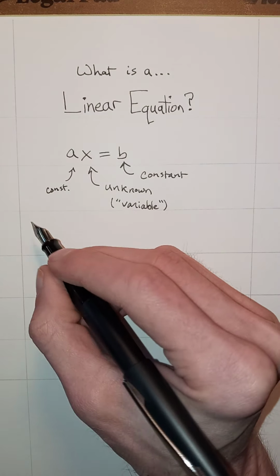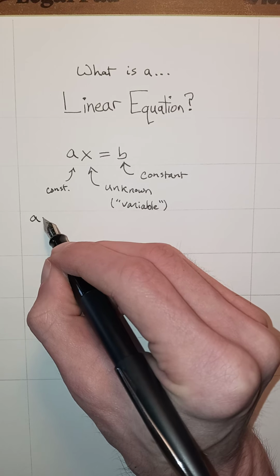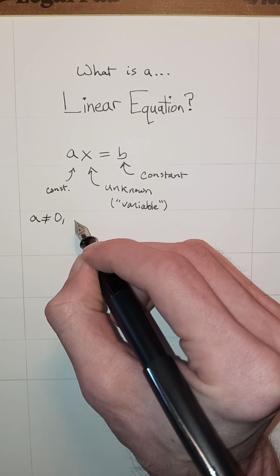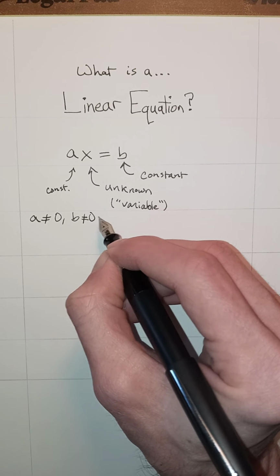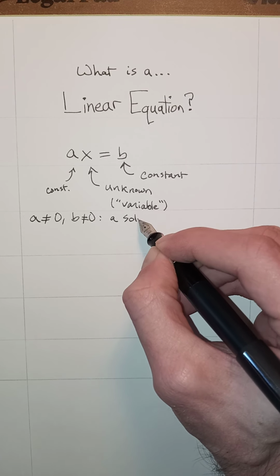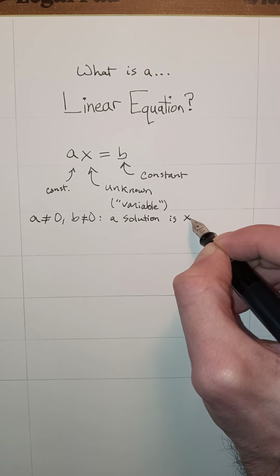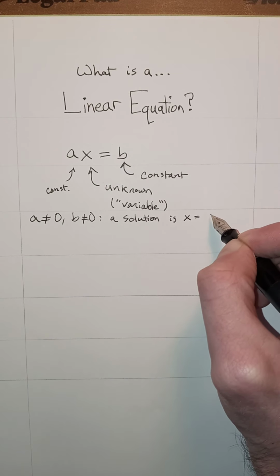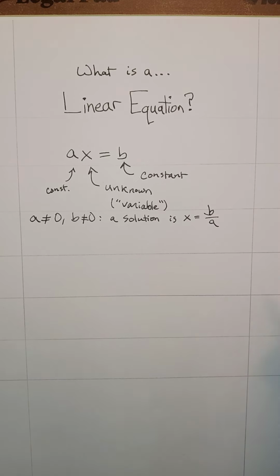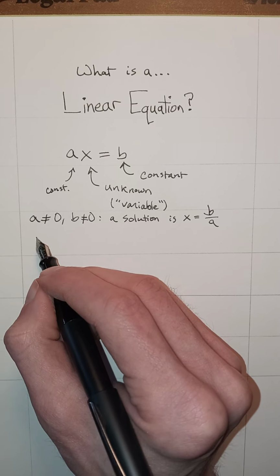So if a and b are non-zero, so a is non-zero, b is non-zero, then a solution to this is x is equal to b divided by a. It's really simple. And that's why we like linear equations.